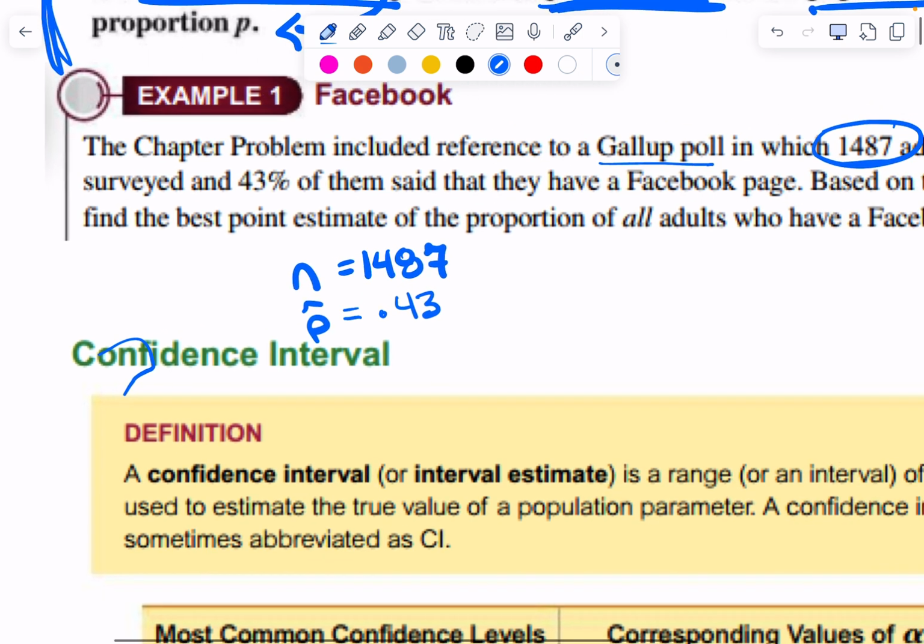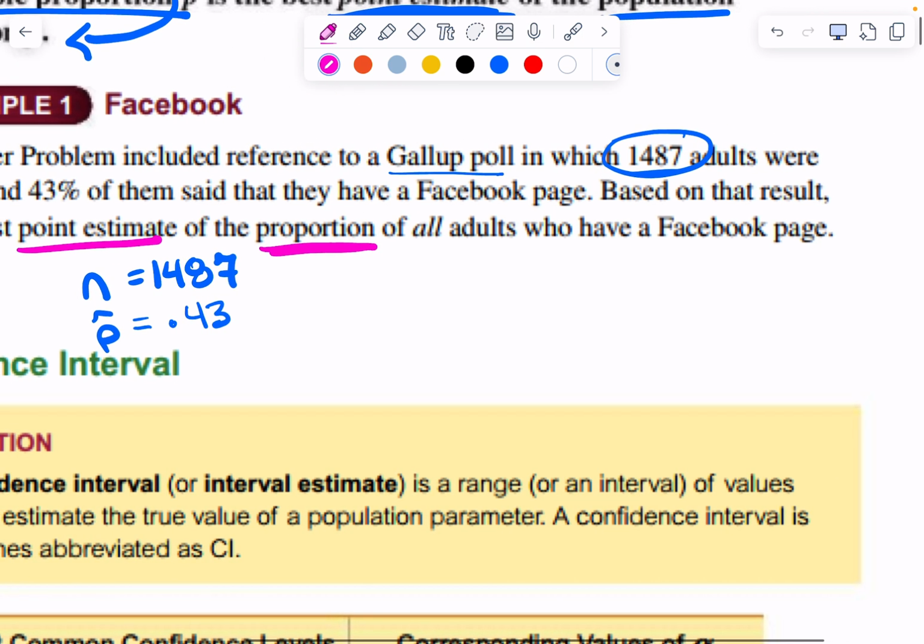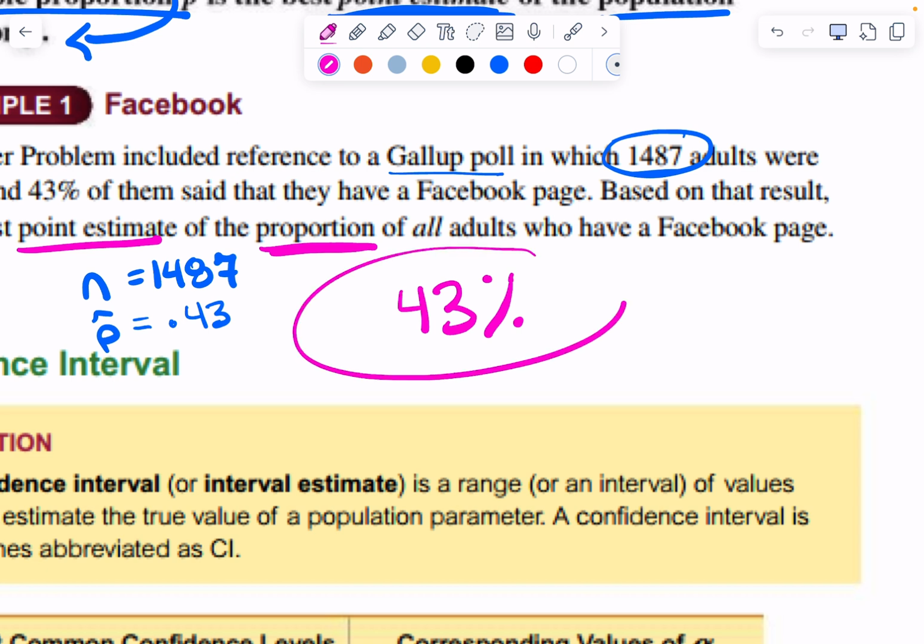Based on the results, find the best point estimate of the proportion, not the sample, of adults who have Facebook. If they give me this information, what proportion of the population could I guess have Facebook? We need a formula. You don't need anything else. So we just go 40 to 40. No, 43%. Right? 1487 divided by 0.43. What are you talking about? I don't know. Well, no, you don't need a formula, it's just 43%.